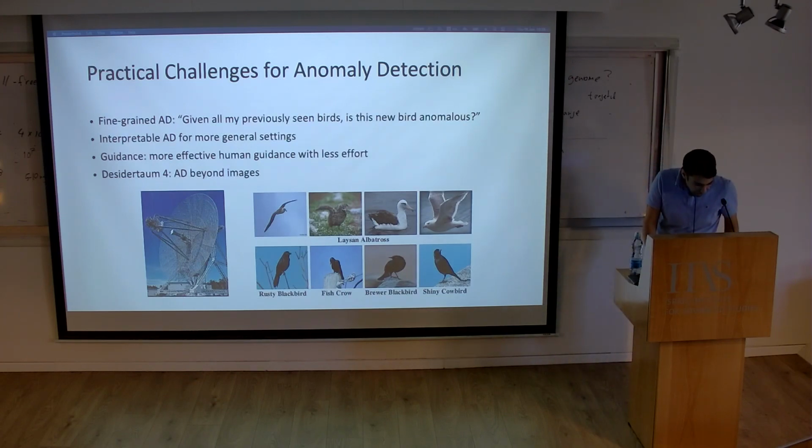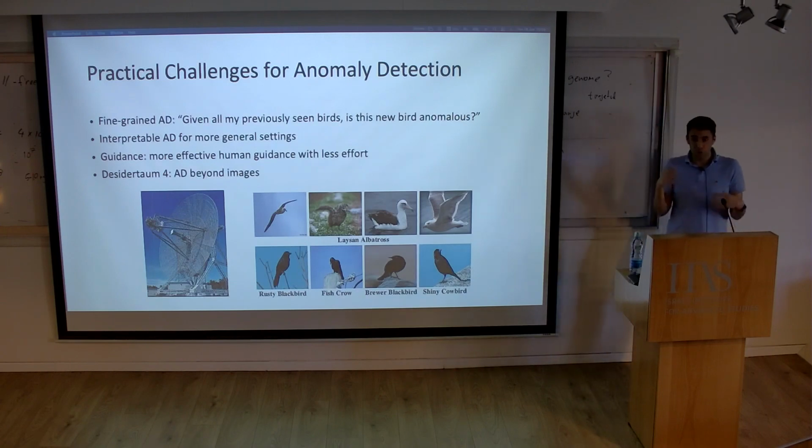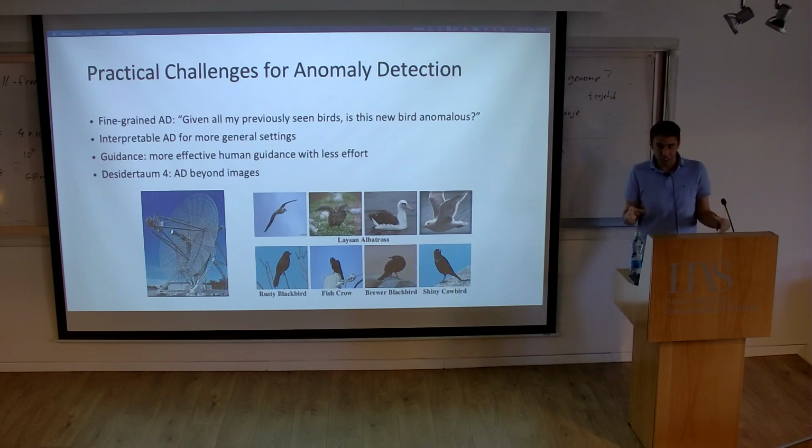Another challenge is interpretability for the general setting. We've mentioned one approach for interpretability, but this was the case where we actually knew in advance at least 2 very important relevant attributes for detecting anomalies. How do we do it in the general case? I argue that this is important, but we don't really know how to do it. So this is work in progress.